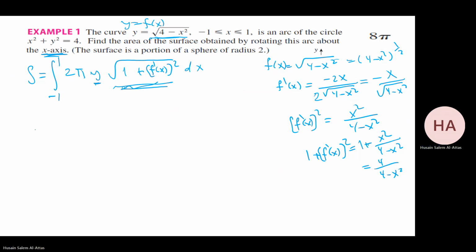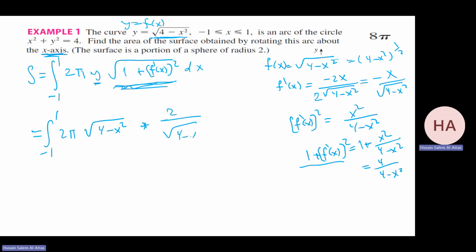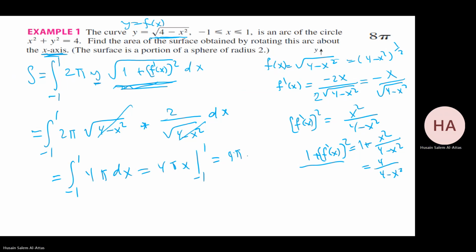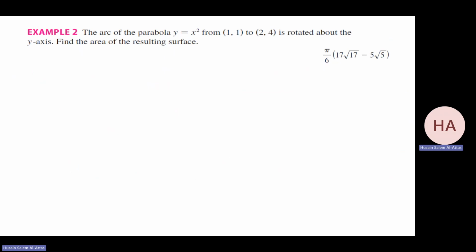Okay, that one. So I have this integral from minus 1 to 1, 2 pi y, which is this, times this one under the square root. So that 2 over this. Nice. So I get everything now. This is cancelled. So I have the integral from minus 1 to 1 of 4 pi dx. So it will be 4 pi x from minus 1 to 1. That is 4 pi times 1 minus 4 pi times minus 1. That gives me 8 pi, which is this. Yeah, matter of calculation.